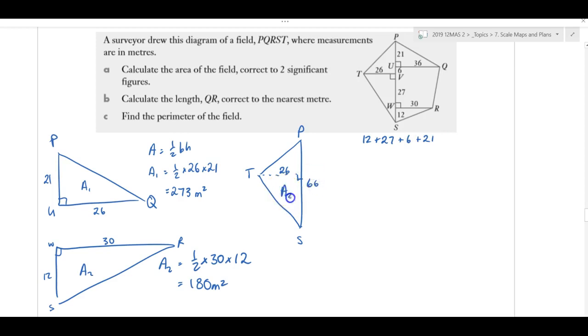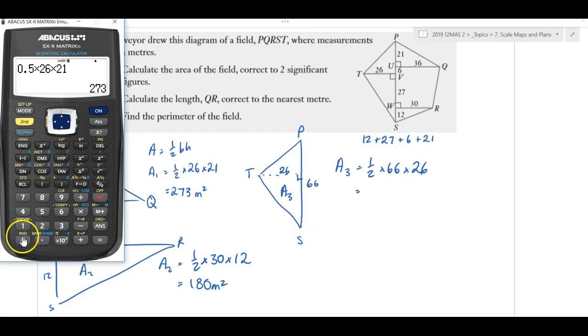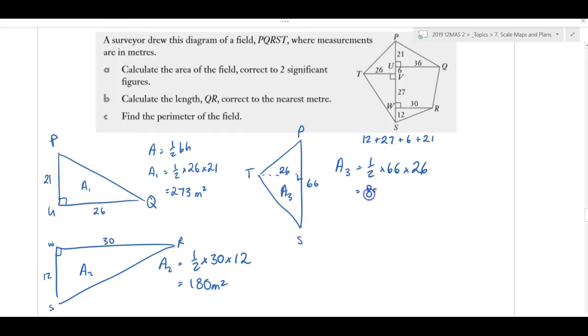So this is going to be my area 3. Area 3 is half times 66 times 26. I've got a perpendicular height, not a right angle triangle, but I've got a perpendicular height. I could use two triangles, but it's just faster this way. 0.5 times 66 times 26 equals 858 square meters. So that's this part done, this one and this one.